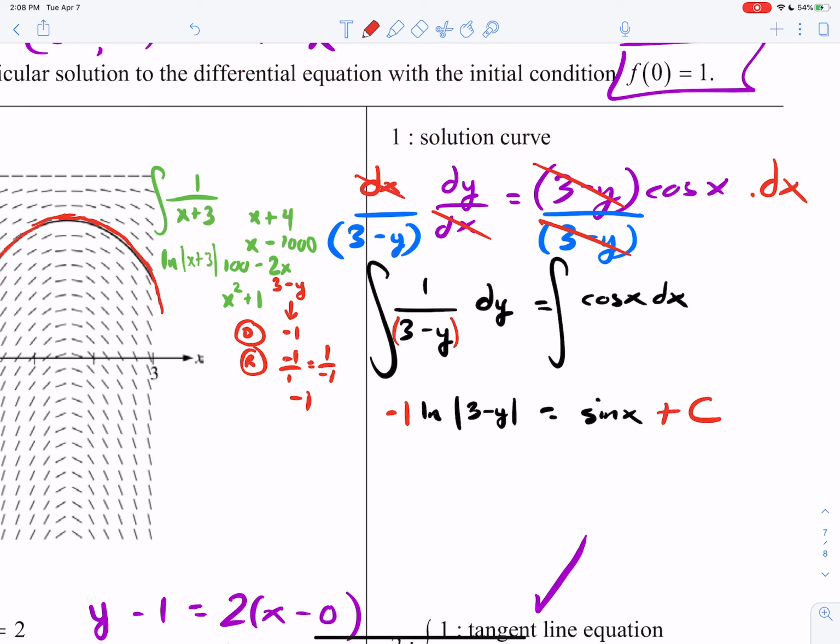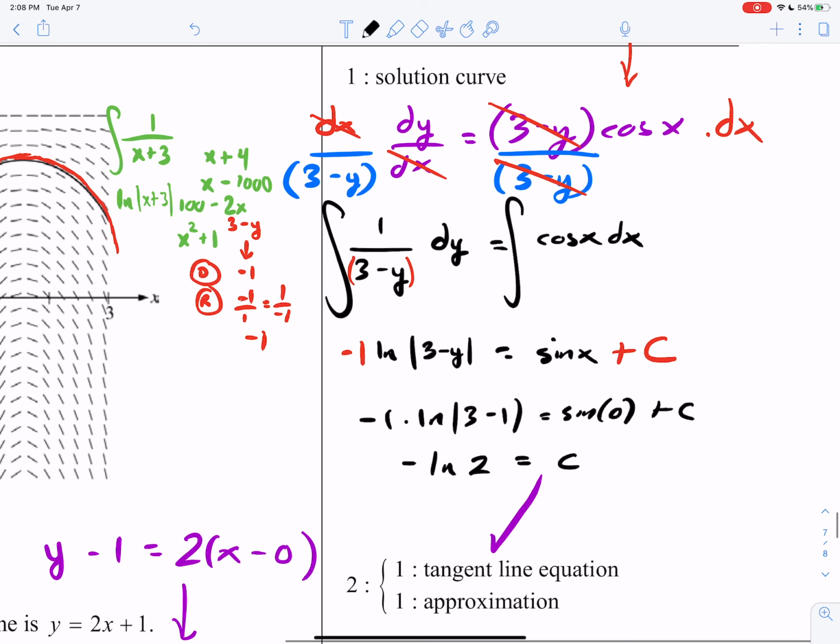Next step is you want to plug in your initial condition. So x is 0, y is 1. Let me go ahead and plug that in. I should get negative 1 times the natural log of 3 minus 1 equals sine of 0 plus the c. Here, I get the negative natural log of 2 equals c. The sine of 0 is just 0, but you could play equals equal, but I am not going to.